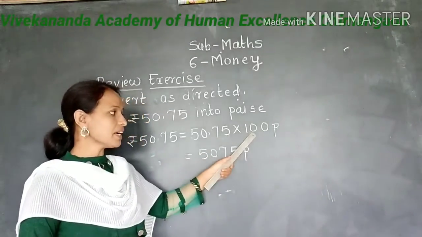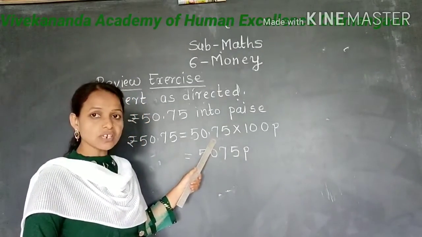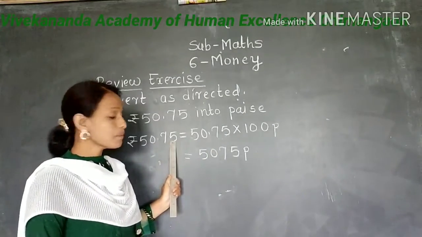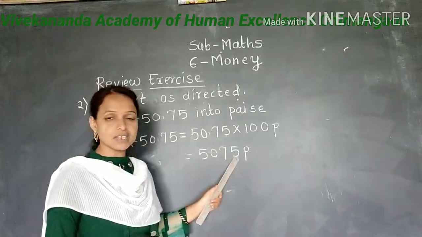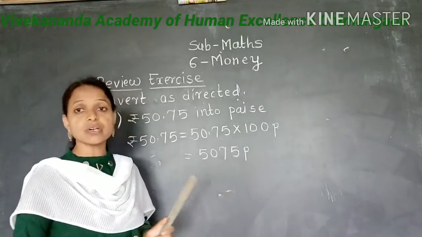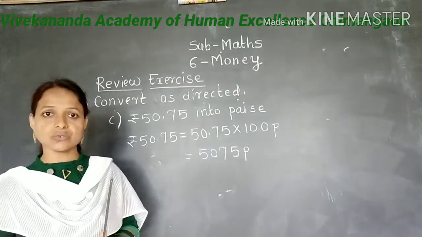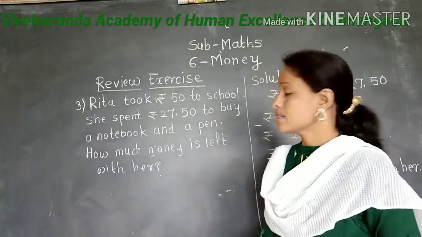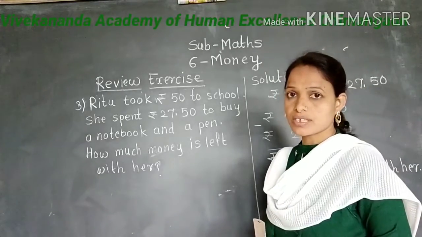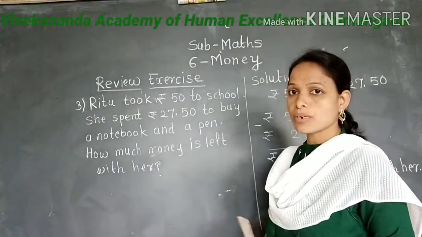So by multiplying by 100 and removing the dot, we convert 50 rupees 75 paise into 5075 paise. Okay, understood how to convert rupees into paise and paise into rupees. See the third example from the exercise. It is a word problem.